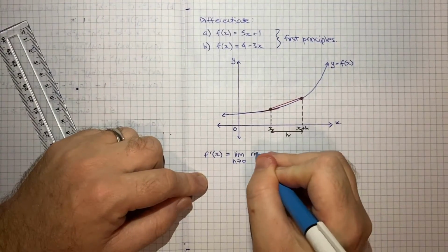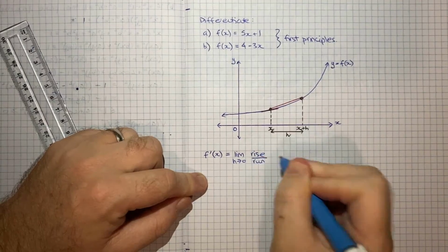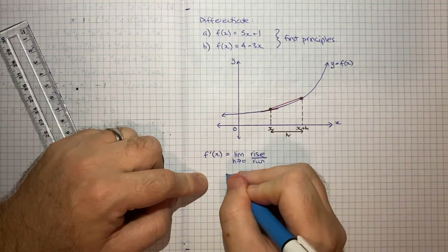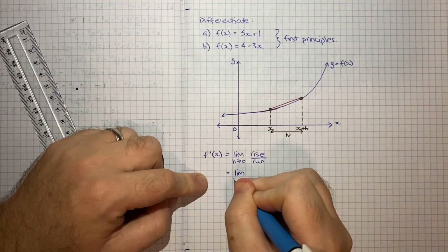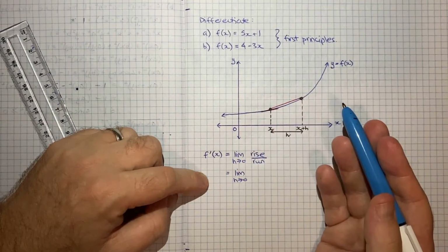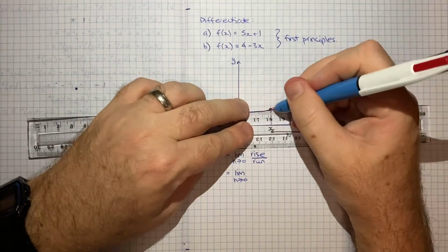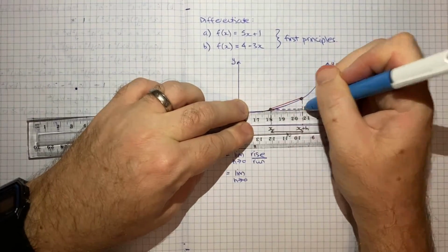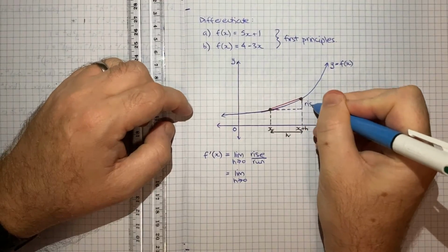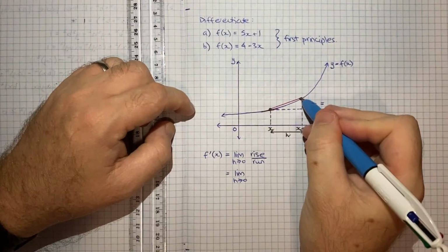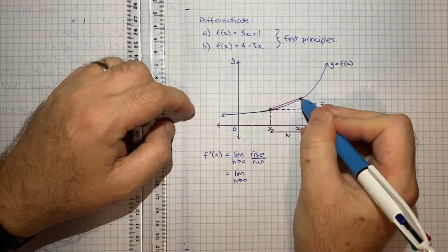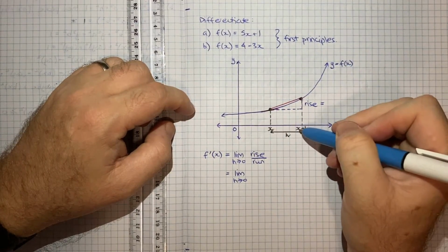It's the rise over the run, which you would have learned back when dealing with straight lines and gradients. So now we just need to put that rise over run in a more useful format. If I draw the classic rise over run, here the rise is the vertical distance between this point and this point. Now this point is the function at x plus h.